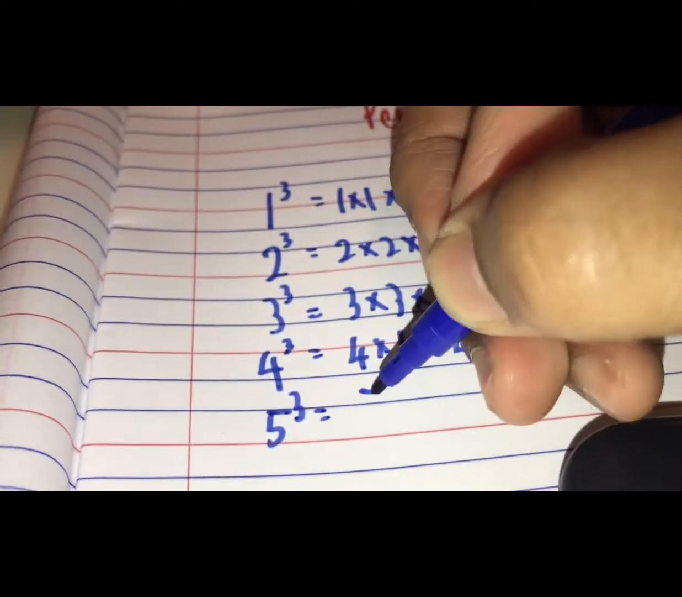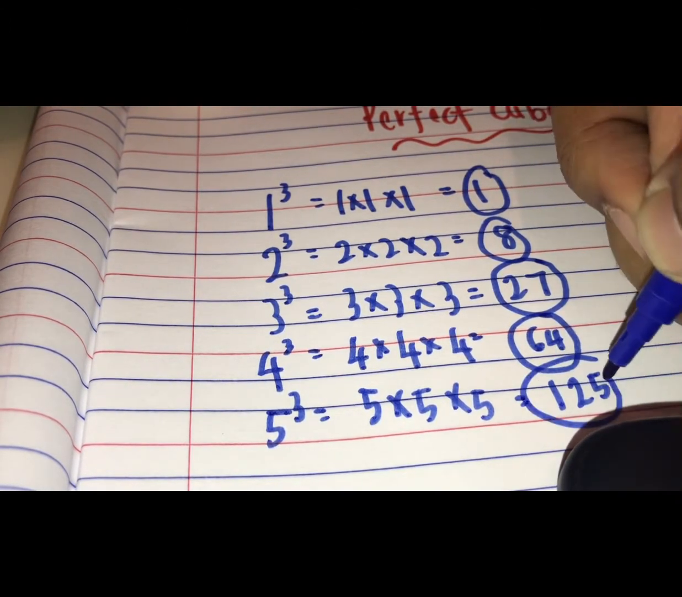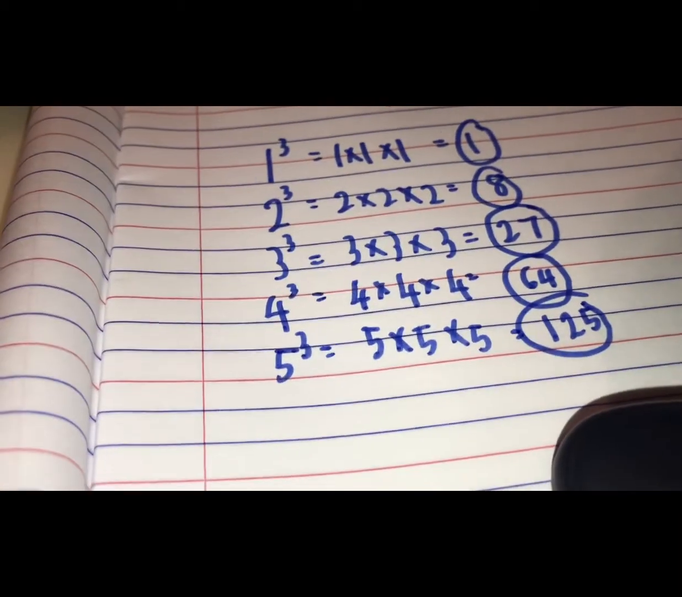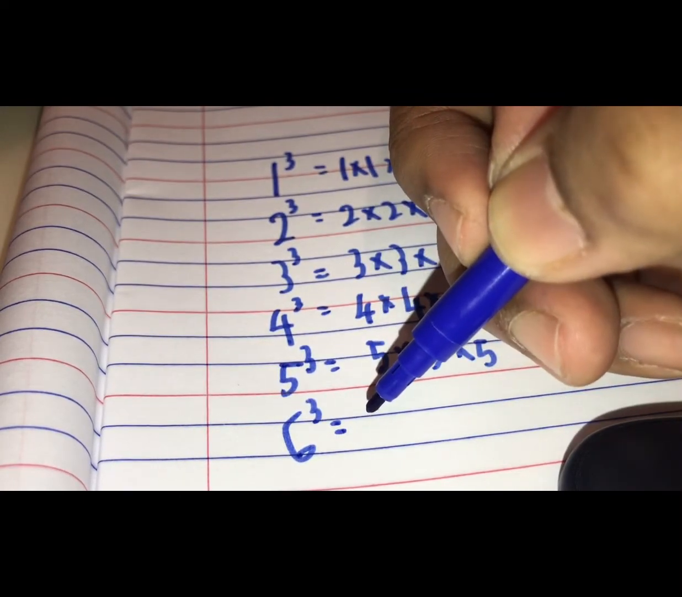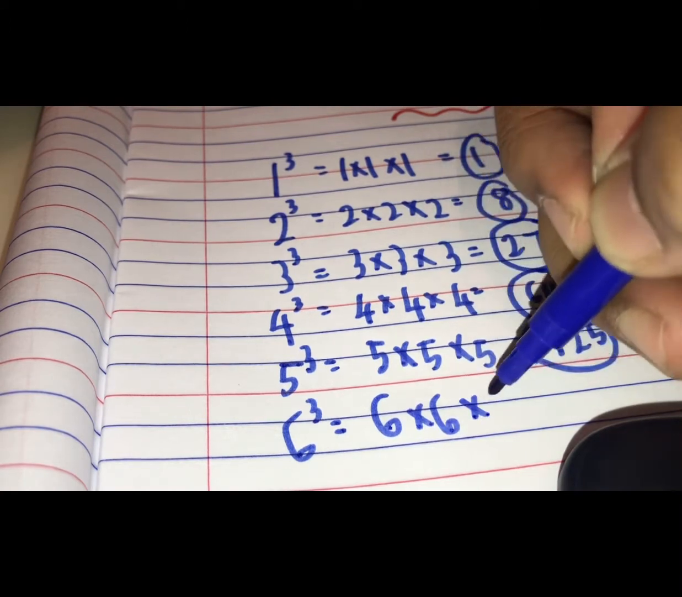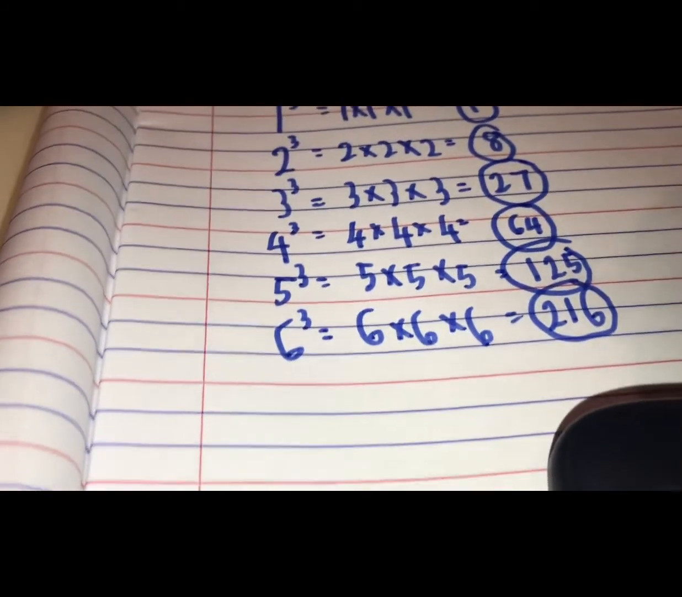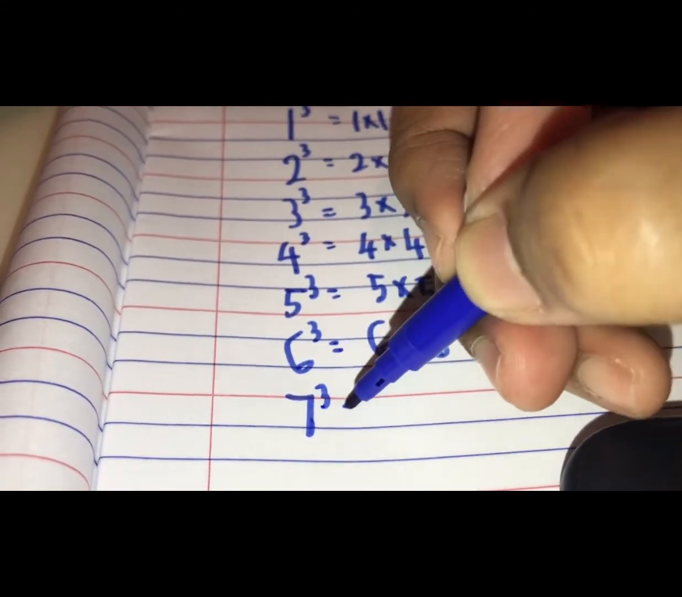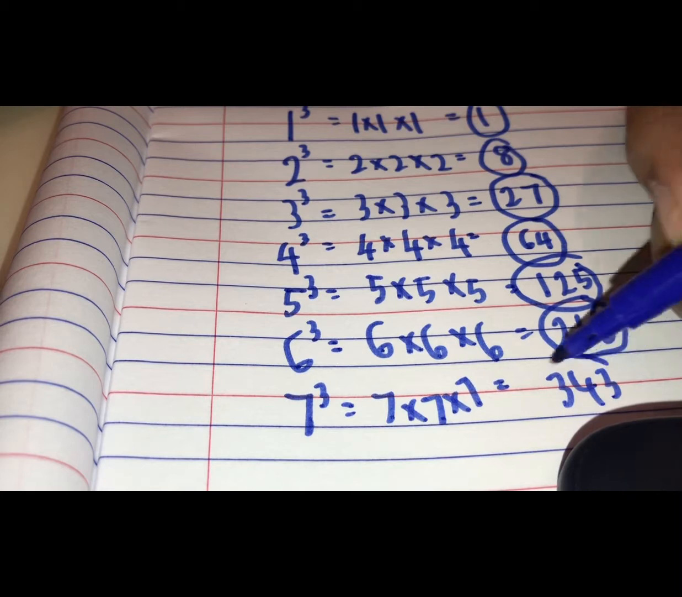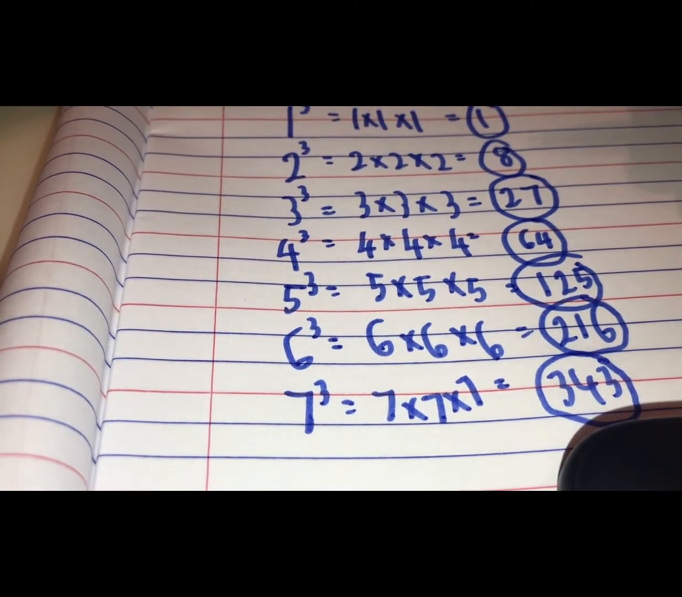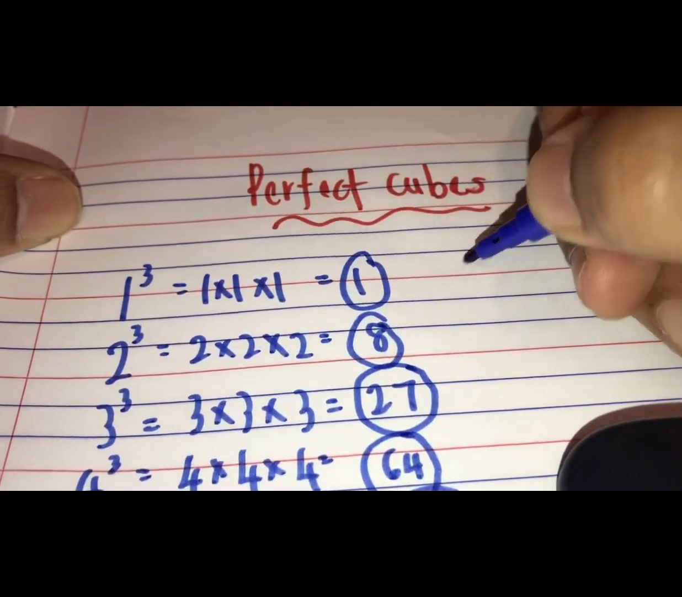5 cube means 5 times 5 times 5. You get 125. Remember this. 5 cube is 125. 6 cube, 6 times 6 times 6, you get 216. Memorize this. Then we have 7 cube, 7 times 7 times 7. You get 343. Memorize this. You must memorize 1 until 10.